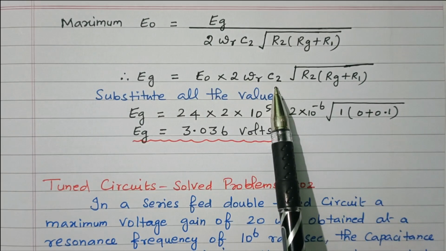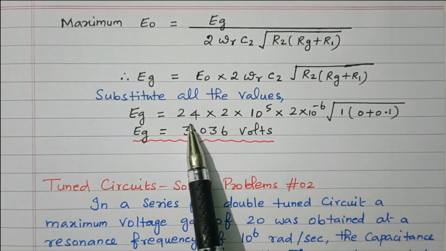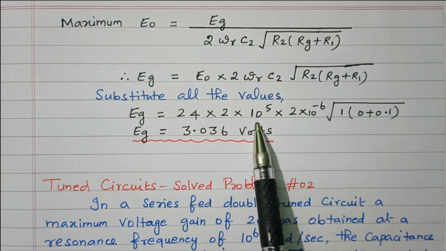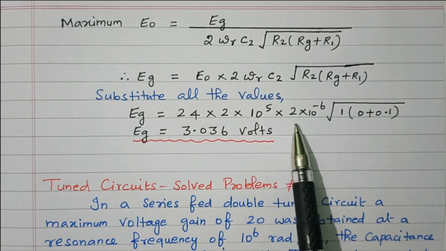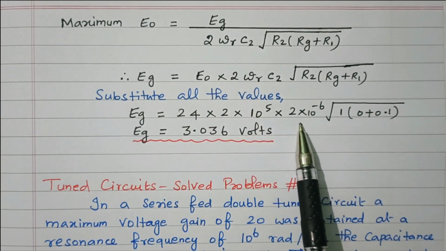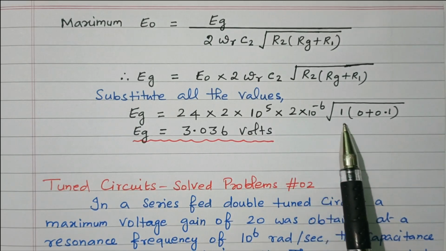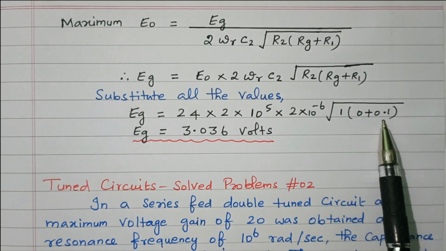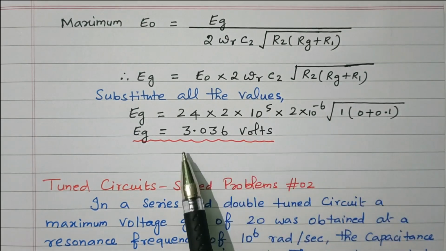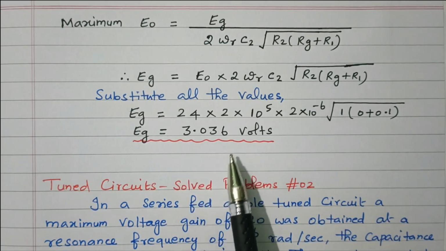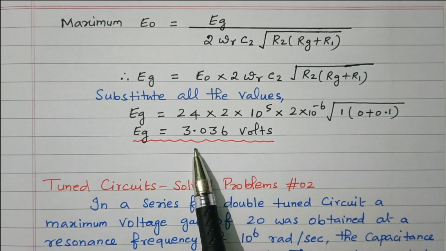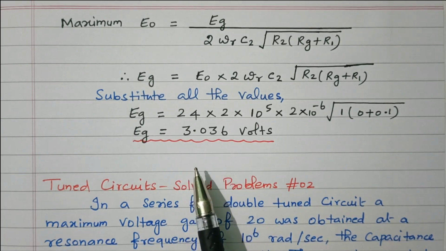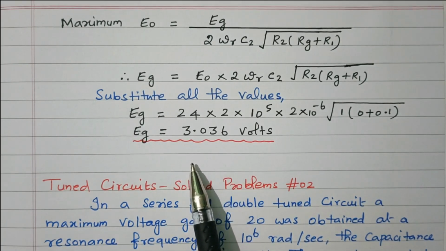C2 we just calculated. So E0 is given as 24, into 2, into the resonant frequency 10 to the power 5, into C2 which we calculated as 2 into 10 to the power minus 6, into square root of R2 which is 1. Rg is not given, assumed as 0. R1 is 0.1. By simplifying this we got 3.036 volts. Now the source supply voltage is calculated. So in this problem we discussed the solved problem based on the tuned circuit. We calculated the supply voltage.